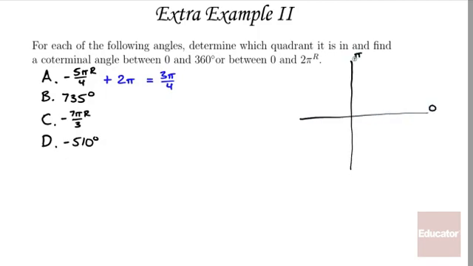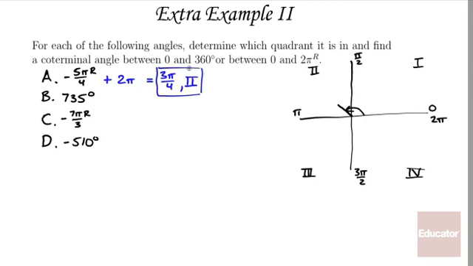Zero, pi over 2, pi, 3 pi over 2, and 2 pi. 3 pi over 4 is between pi over 2 and pi. It's right there. So that's in the second quadrant. So our answer here is 3 pi over 4, and it's in the second quadrant.